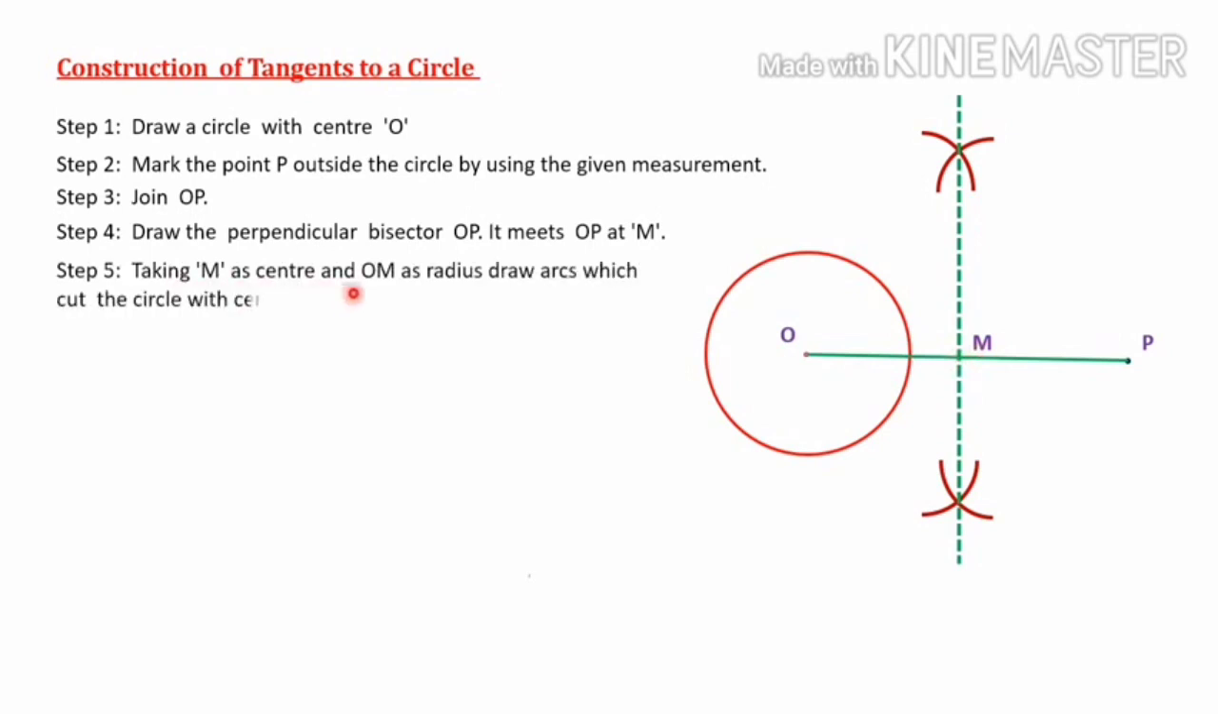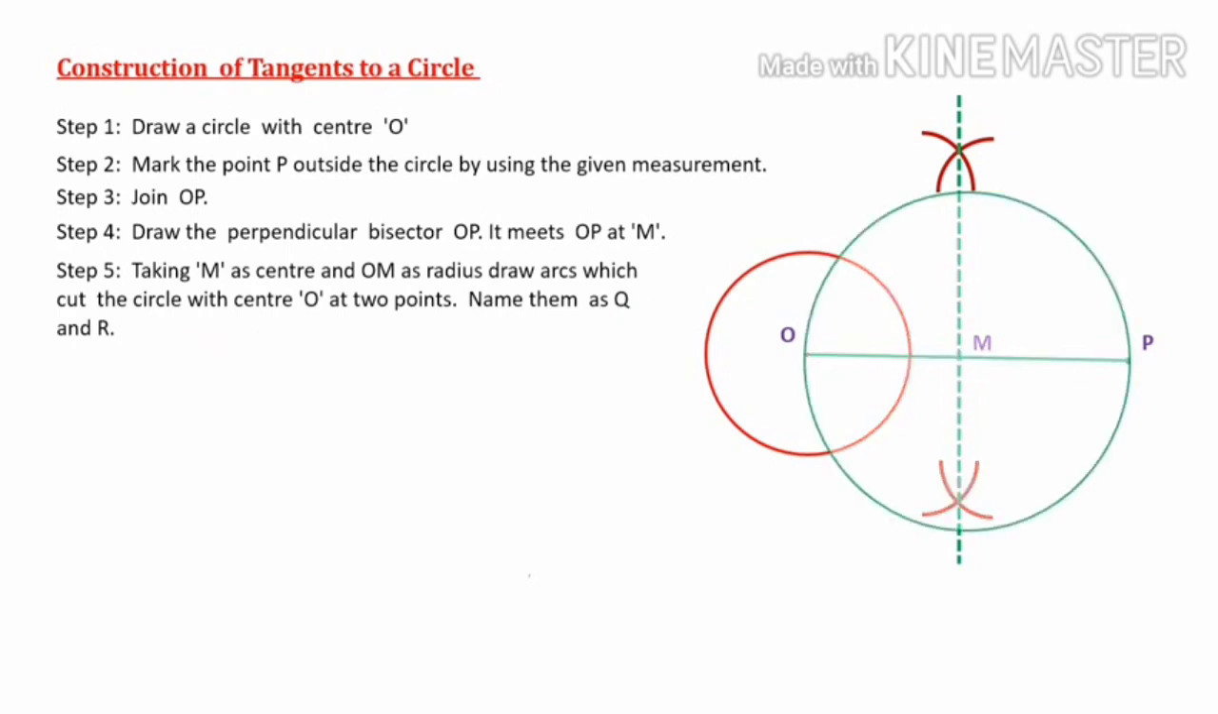Taking M as center and OM as a radius, draw arcs which cuts the circle with center O at 2 points. Name them as Q and R. Quite simple. Take the measurement, take the length of OM and keep your compass at M. Means M as center and OM as radius. Draw a circle. And the new circle will meet the previous circle at 2 points. And that points you have to mark as Q and R.